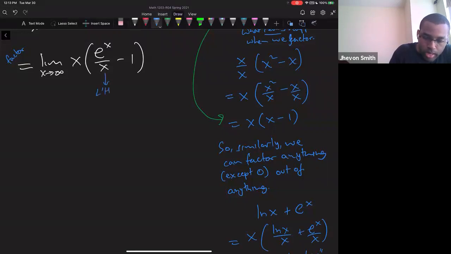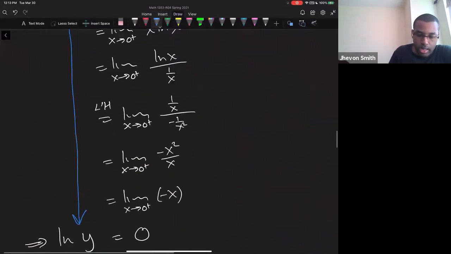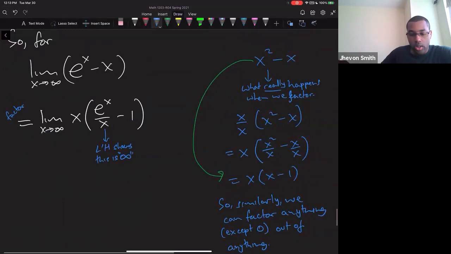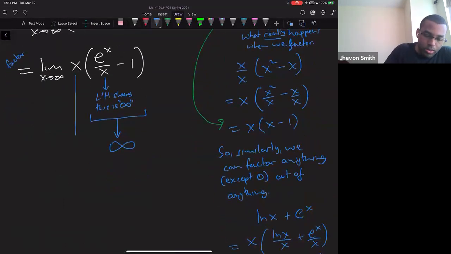We use L'Hopital's rule on this, and it shows this is infinity. That was actually our first example, e to the x over x. I didn't do it on this page, so I'm going to go back. So I know that that's going off to infinity, which means this whole parentheses here is going off to infinity. And x, as x goes to infinity, is going off to infinity. So here I have infinity times infinity. Is that indeterminate? Can we know what infinity times infinity is?